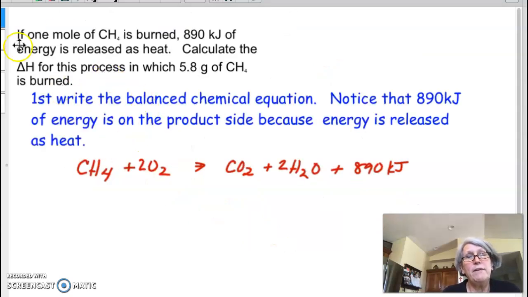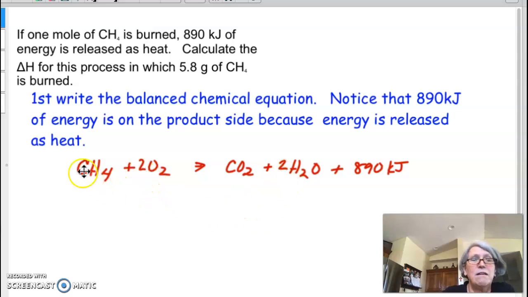You might also be given a problem like this where it says if 1 mole of methane is burned, 890 kilojoules of energy is released as heat. Calculate the delta H for this process in which 5.8 grams of methane is burned. Well, the first thing you would have to do is write the balanced chemical equation. Since I see this word burned, I know this is a combustion reaction. So methane plus oxygen makes CO2 plus water. Then I have to go ahead and balance it.